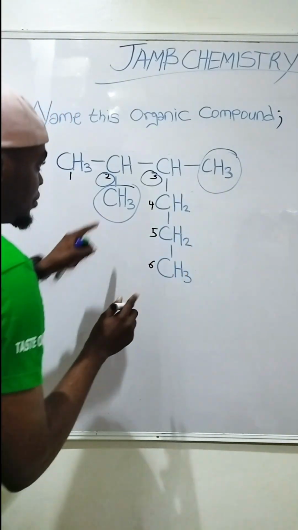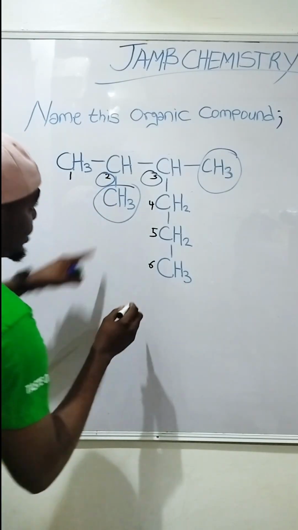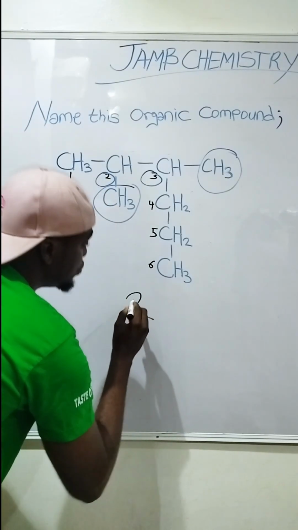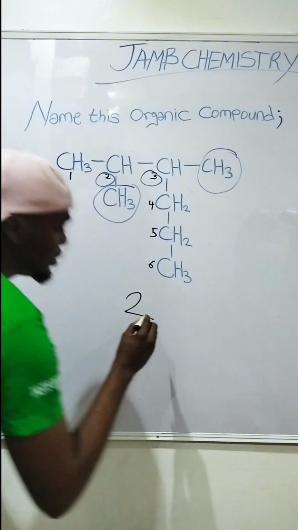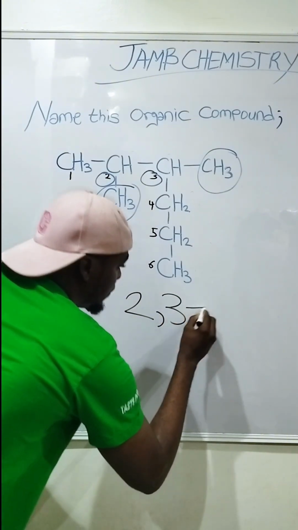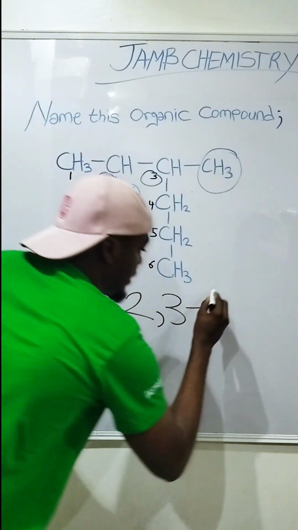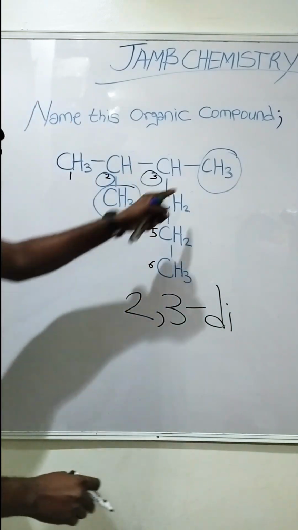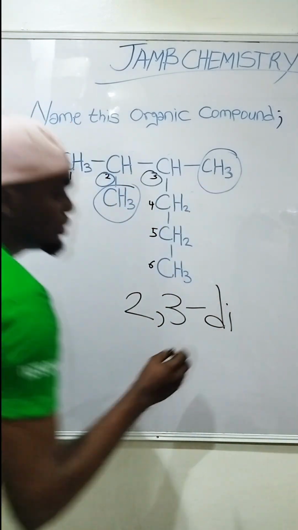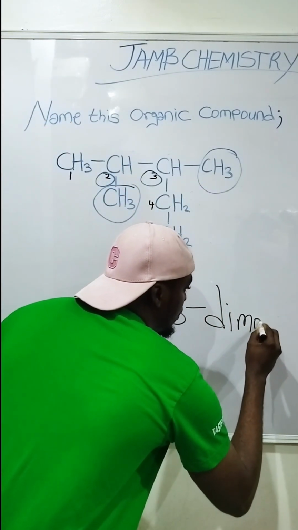So now let's name them. The first substituent is attached to carbon 2, so you write 2. And the second substituent is attached to carbon 3. So you write 3. You now have to add di because we have two substituents that are the same. Both of them are methyl. Now add methyl.